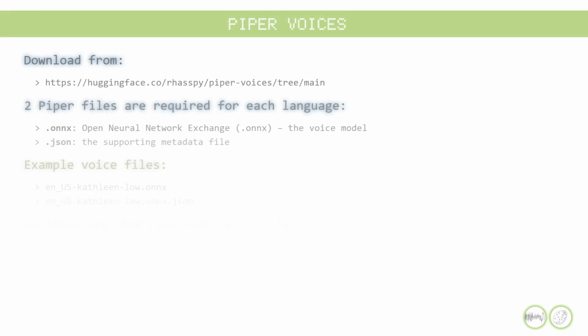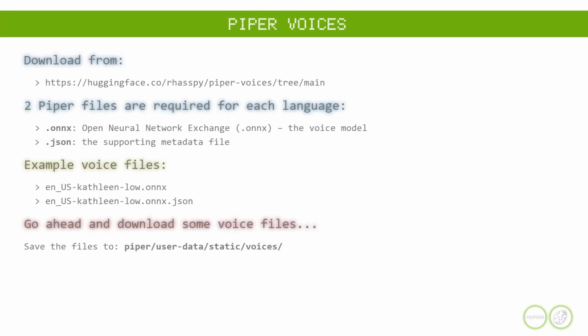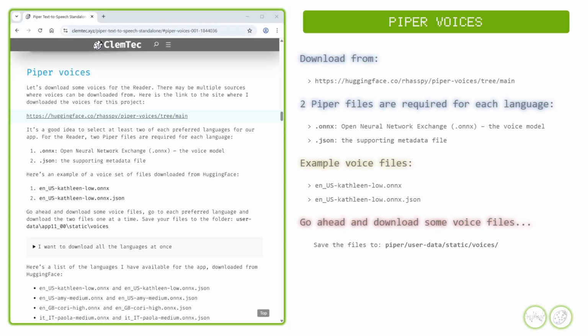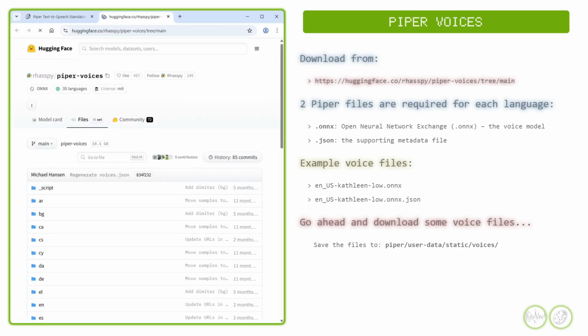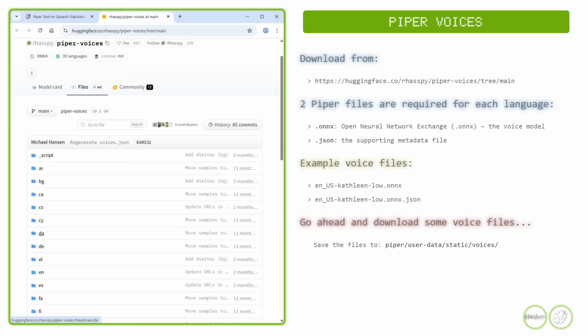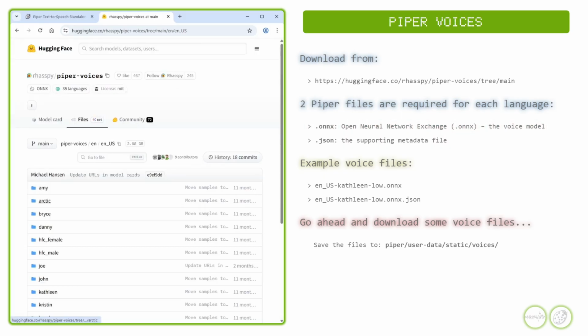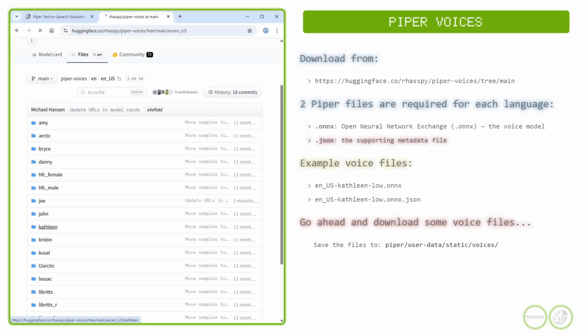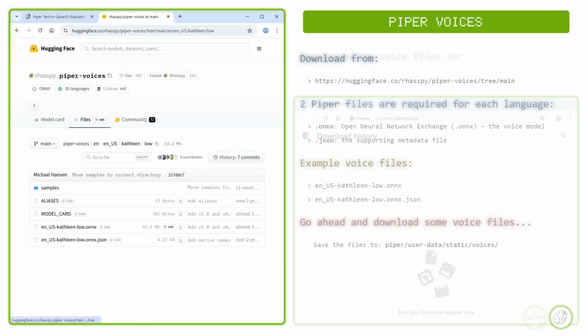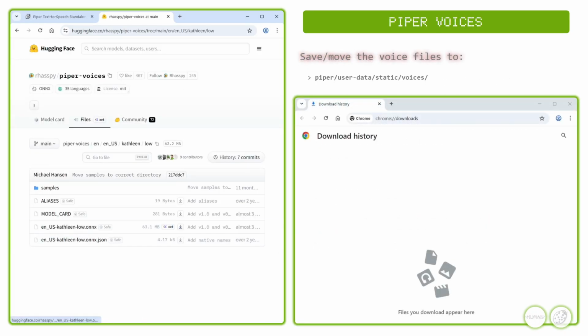There are multiple places where you can download Piper voices. I will be downloading the publicly accessible voices from Hugging Face. Use the URL in the slide or click the link from my website. 2 files are required for each voice: an Open Neural Network Exchange file and a JSON supporting metadata file. I will be adding the English voice Kathleen and the Italian voice Paola.